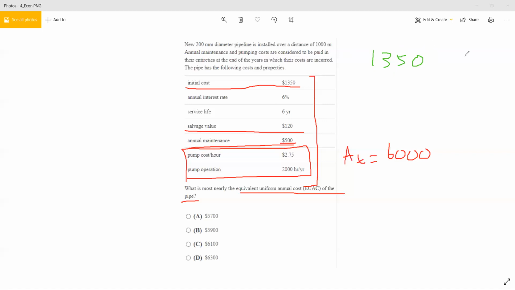Anybody got something? A over P factor. Use a factor, right? Factor would be what? A over P, A given P. Yeah. 6%, for 6 years. Yep. That'll turn this 1350 into an annual amount. So this A, we're going to call it A1. I'll call this A2 down here.